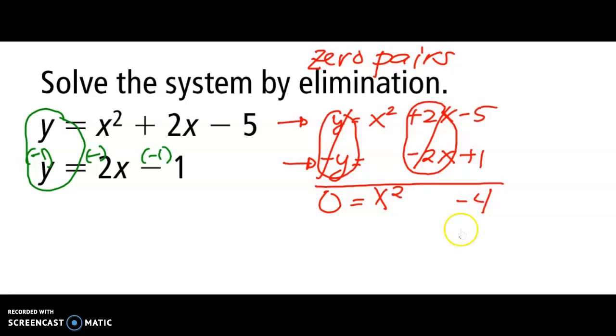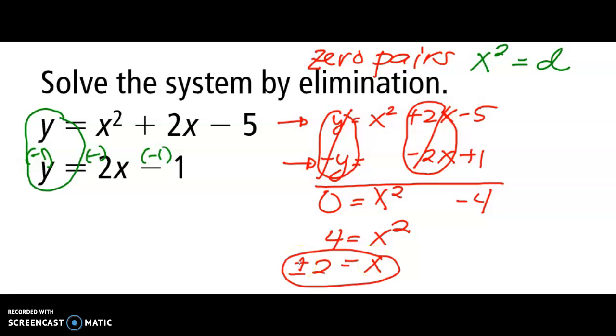So now does this look familiar? This is a quadratic equation of the form x squared is equal to d, right? So if you move your 4 here, you'll have 4 is equal to x squared. So you remember what we learned about how to solve equations that look like this? You get the square root of both sides, so x will be equal to plus or minus 2.